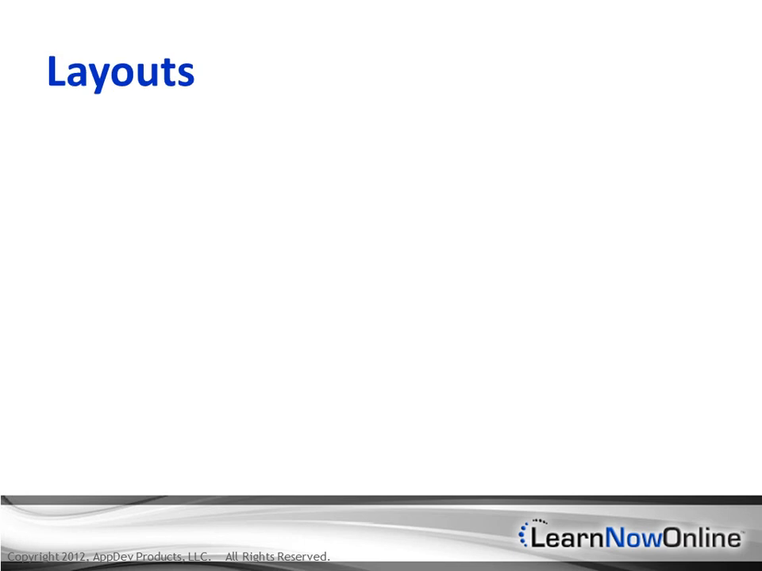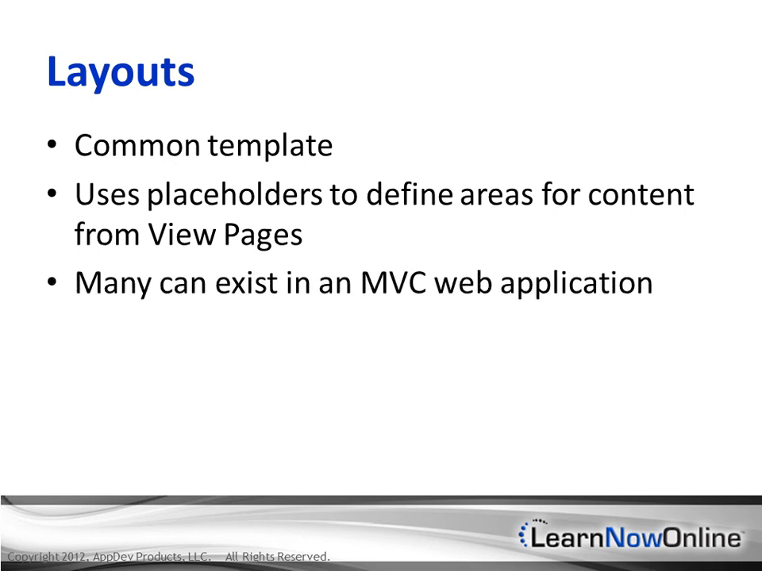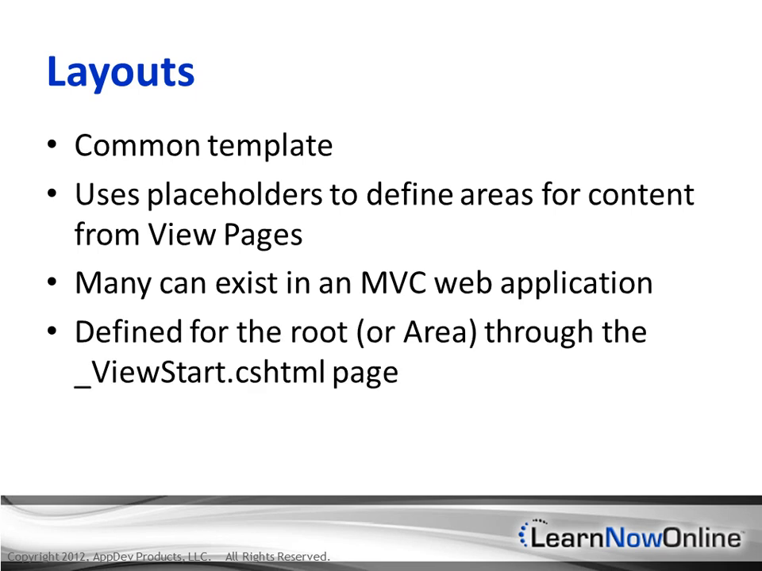Layouts in MVC are much like master pages in web forms for ASP.NET. This is a common template that is used throughout your web application. This uses placeholders to define areas for content from view pages, and you can actually define your own custom placeholders aside from the ones that are provided for you from the MVC4 template. Many layouts can exist within an MVC web application, and these are defined by the view start areas within the root or an area throughout your web application. So in other words, you can actually have a layout defined per area if you would like.